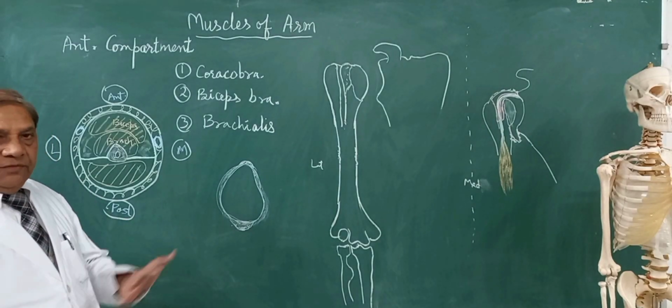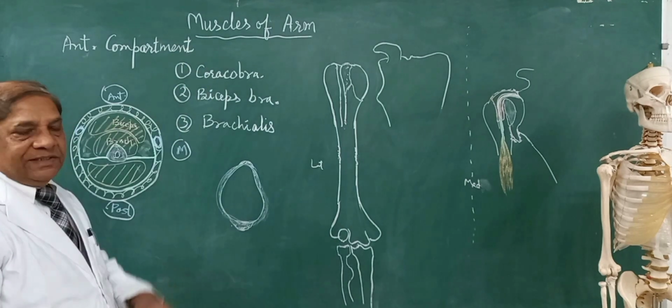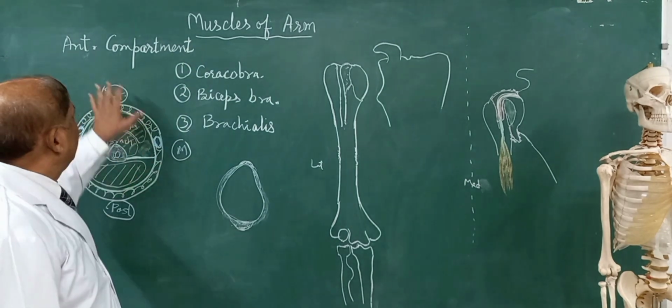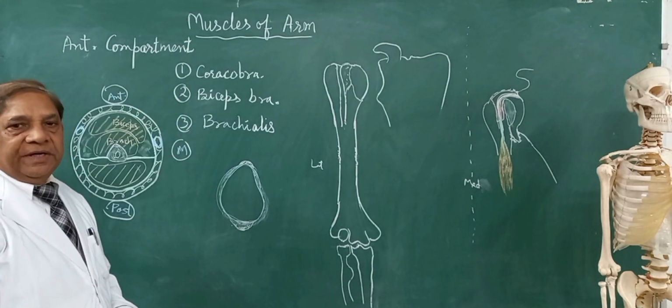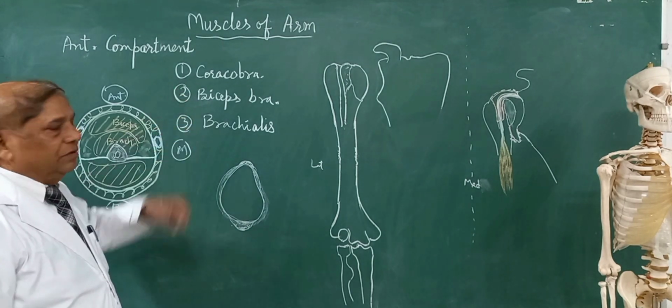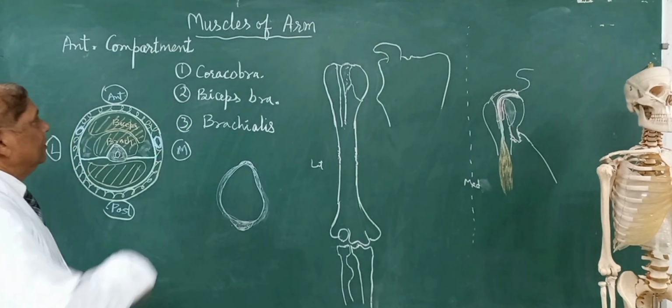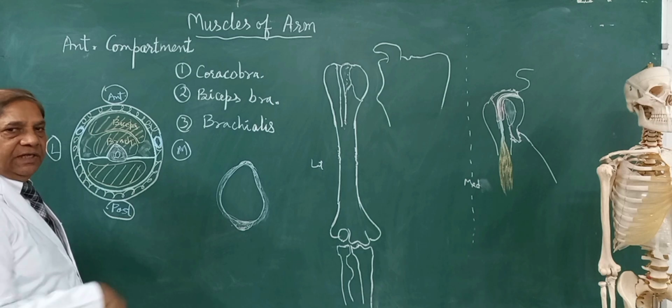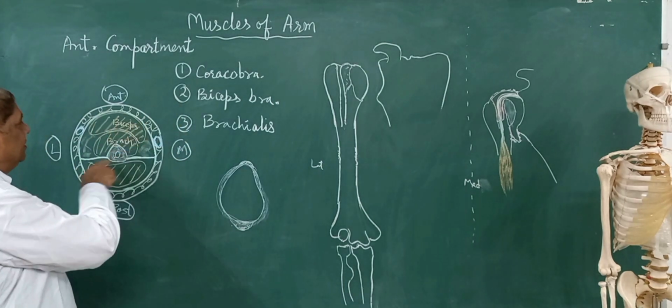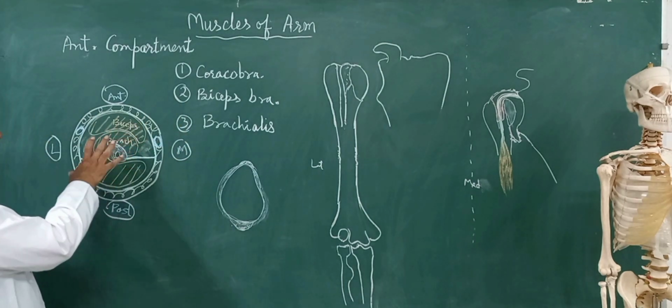This is the second video on the muscles of the arm, and we are discussing the anterior compartment. In the last video, I told you about the coracobrachialis muscle. As you know, there are three muscles in the anterior compartment of the arm.